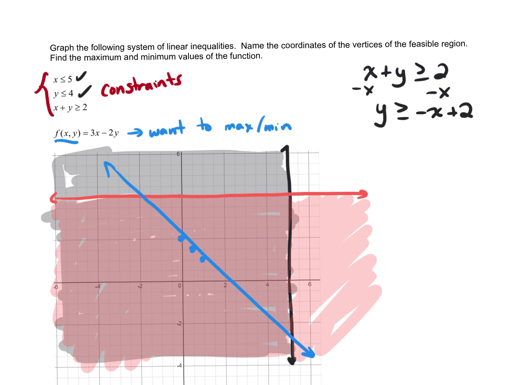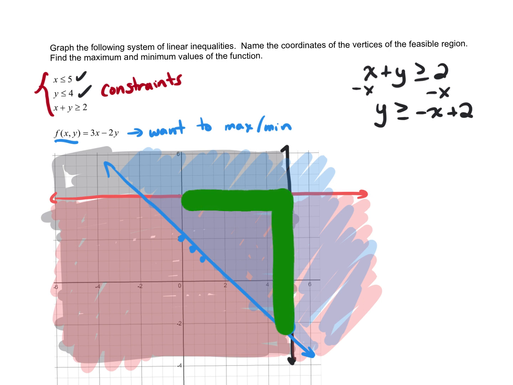Now, this one is greater than, so greater than is above. So if I go greater than, you can kind of see it looks like this. If you look at the only area where all three colors are shaded, my feasible region is going to be this area right here. It's this triangle. This is my feasible region.